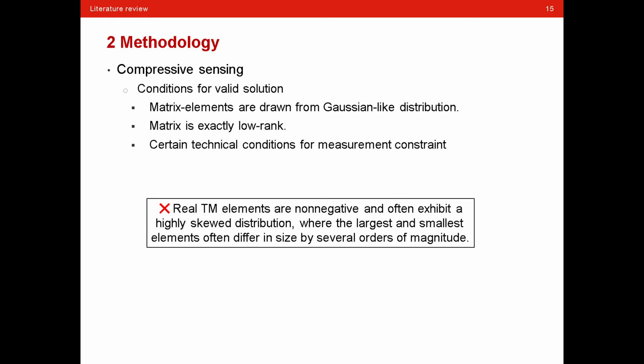But unluckily, the real traffic matrix elements are non-negative and often exhibit a highly skewed distribution, where the largest and smallest elements often differ in size by several orders of magnitude. So the traffic matrix actually violates all three conditions. So in order to borrow the idea of compressive sensing, this paper proposed another solution.